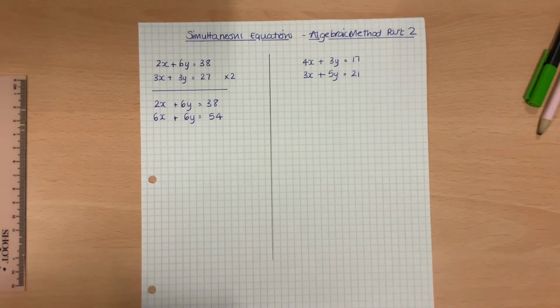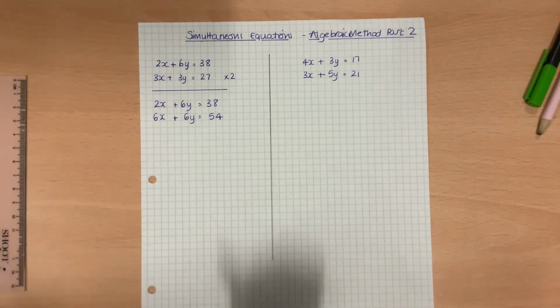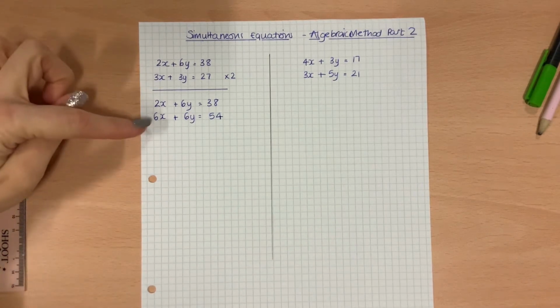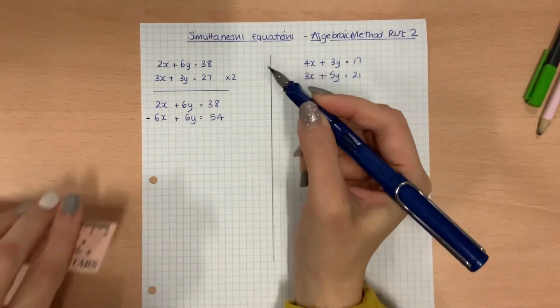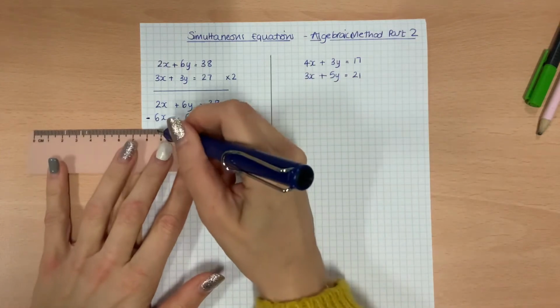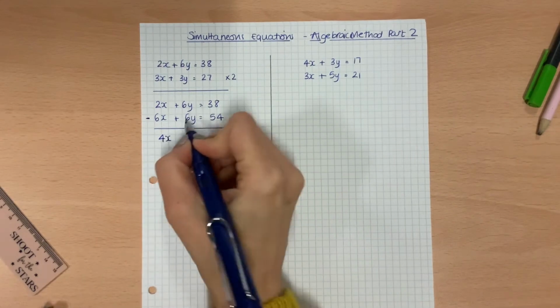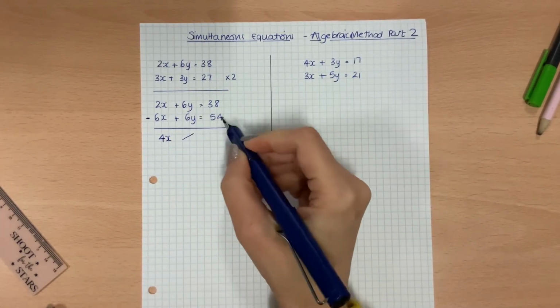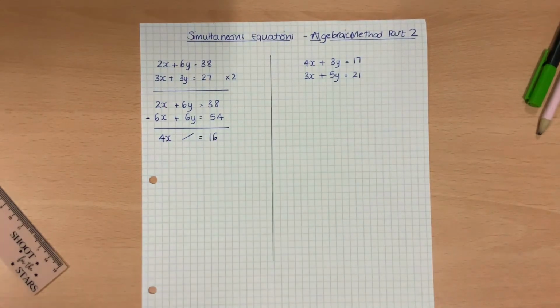And that's what I need to try and do at the beginning of each step. What I can do now is, because they're the same, I can take them away. This is something I mentioned in my last video, that if the larger ones are underneath, you just take away that one instead. So I'm going to do my takeaway and let's see what we're left with. 6x take away 2x, I'm left with 4x. 6y take away 6y, nothing. 54 take away 38 is 16. So what I'm left with there is 4x equals 16.